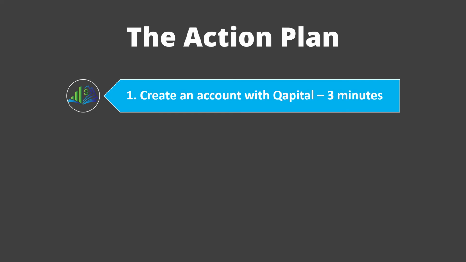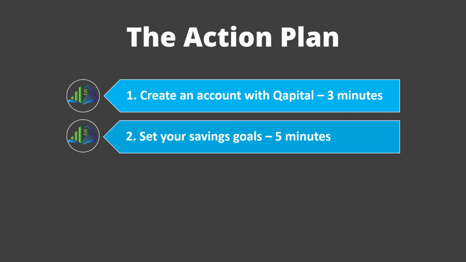Okay, so the action plan here is very simple. We've got 4 quick steps, which you can do in 15 minutes. So you can get set up to automate your savings in 15 minutes here. Just follow these steps. First step, we're going to have you create an account with Qapital, which is going to take you maybe 3 minutes. Second step, we're going to have you set your savings goals. That'll take you maybe 5 minutes. If you already set your financial goals in session 3 of my course or otherwise, then all you have to do is input them into the app. Otherwise, you have to stop and think about your savings goals and then put those into the app.